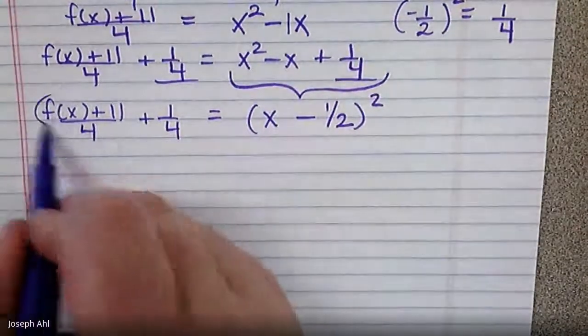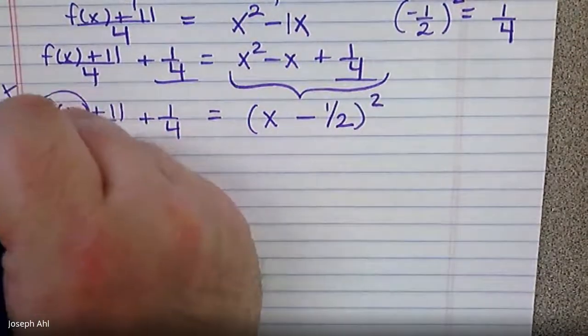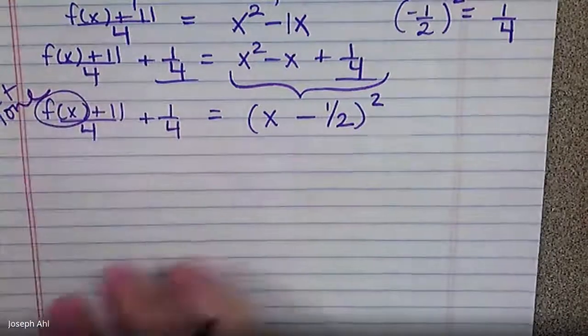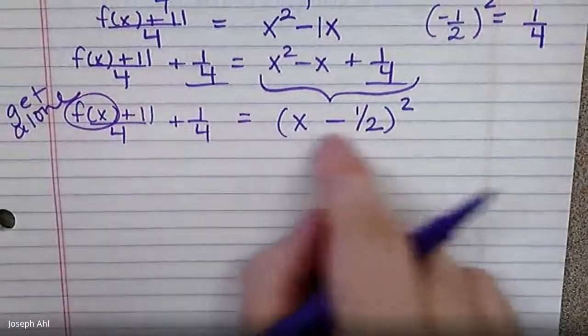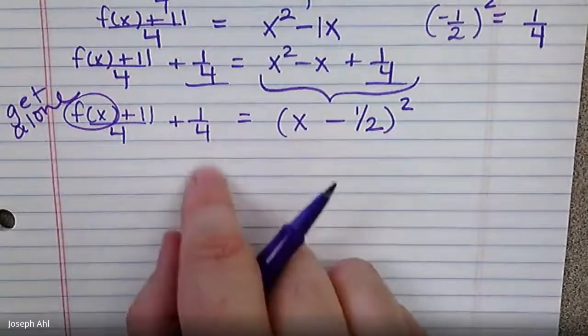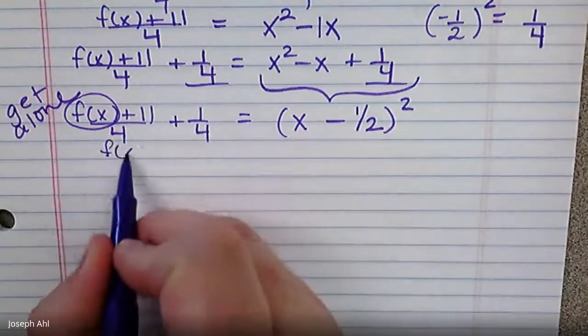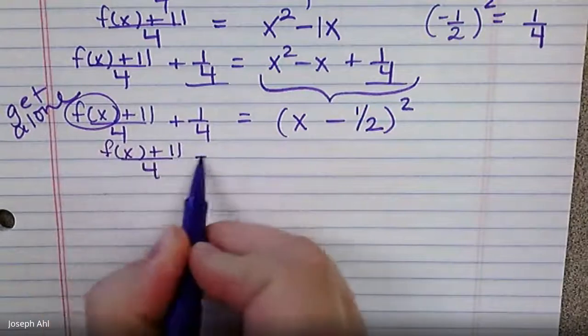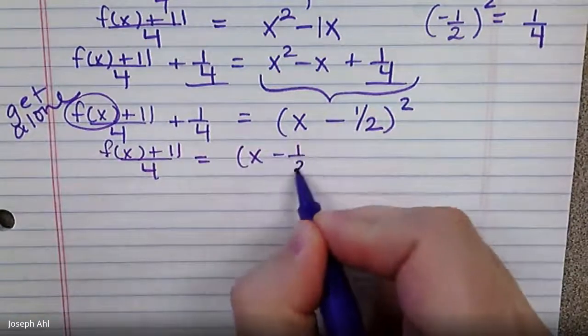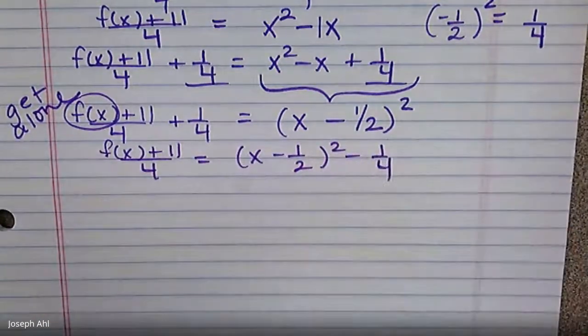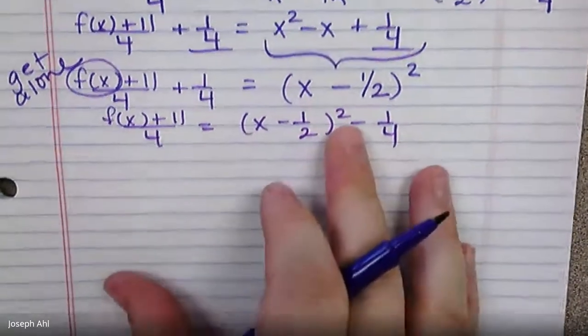So what's the goal now? Get f of x alone again, get y by itself. And once y is by itself, we'll know where the vertex is, or that turning point of the parabola. So I'm going to subtract 1/4 to the other side. So that's now x minus 1/2 squared minus a 4th. And just careful about your algebra steps here.